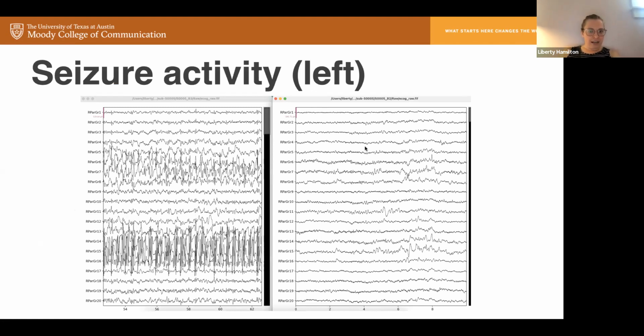These are two examples from the same person. This is a participant who was listening to and watching movie trailers while we recorded activity from a grid. On the right-hand side, this is the normal intracranial EEG activity on the first 20 channels. And then this is during a time where he started having seizure-like activity. And you can see this rapid synchronization of all of those channels start to show up.